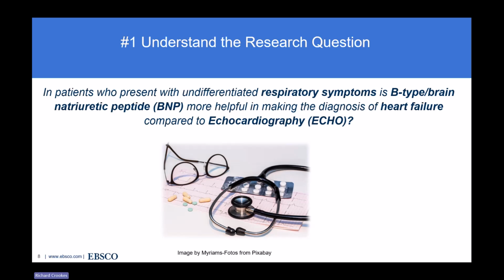So the question is, in patients who present with undifferentiated respiratory symptoms, is BNP, that is B-type brain natriuretic peptide, more helpful in making the diagnosis of heart failure compared to echocardiography or echo? So again, we've got the research question, and you can see I've highlighted some of the key elements: respiratory symptoms, BNP, heart failure, echo. Okay, so again, those terms are highlighted here.